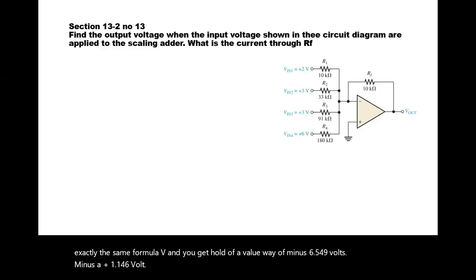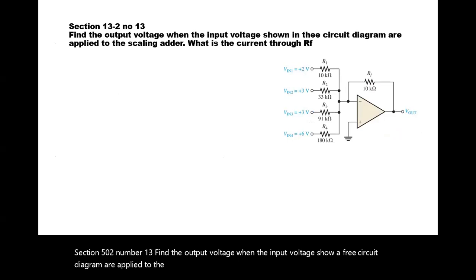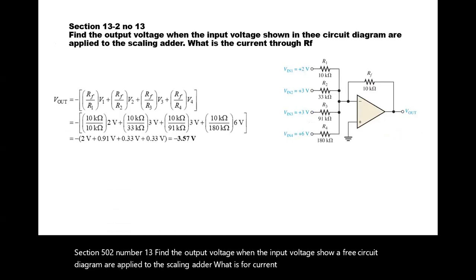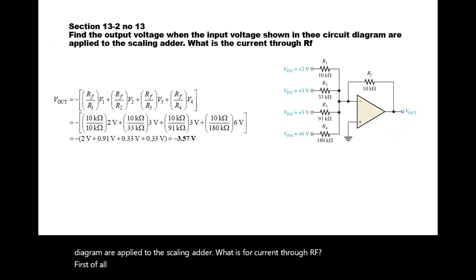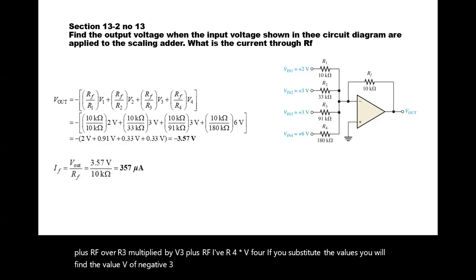Section 13.2, number 13. Find the output voltage when the input voltages shown in the circuit diagram are applied to the scaling adder. What is the current through RF? First of all, we know that V out is negative RF over R1 multiplied by V in 1, plus RF over R2 multiplied by V2, plus RF over R3 multiplied by V3, plus RF over R4 multiplied by V4. If you substitute the values, you will find the value there of negative 3.57 volts.